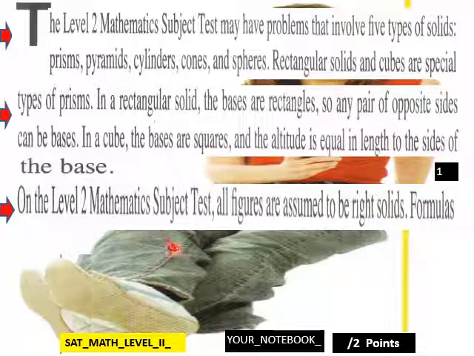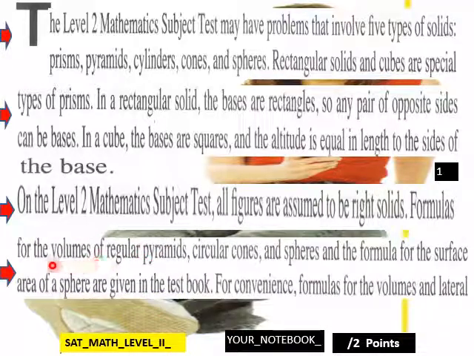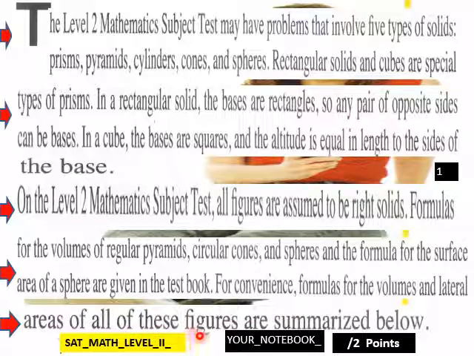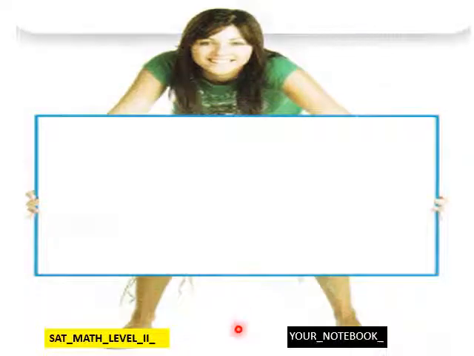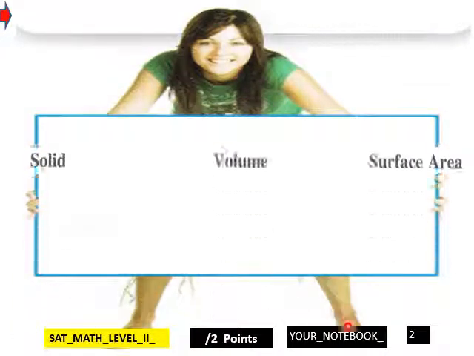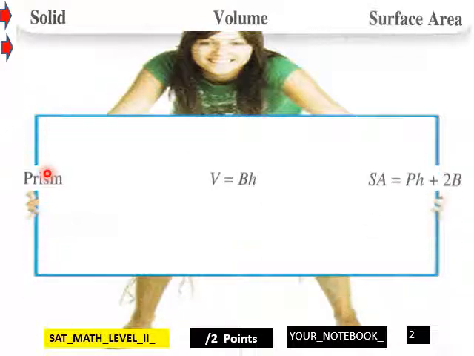On the Level 2 mathematics subject test, all figures are assumed to be right solids. Formulas for the volumes of regular pyramids, circular cones, and spheres, and the formula for the surface area of a sphere are given in the test book. For convenience, formulas for the volumes and lateral areas of all these figures are summarized. So here they are. This goes into your notebook. This should be on your notebook guide too, students.